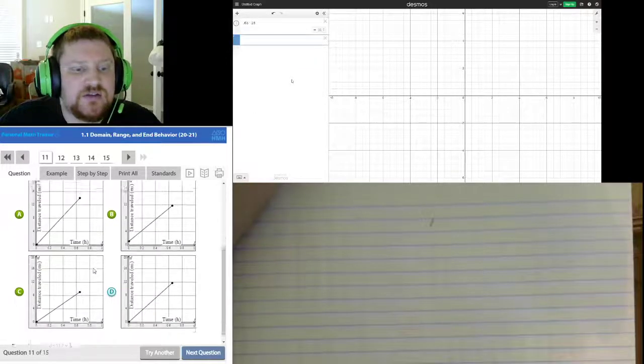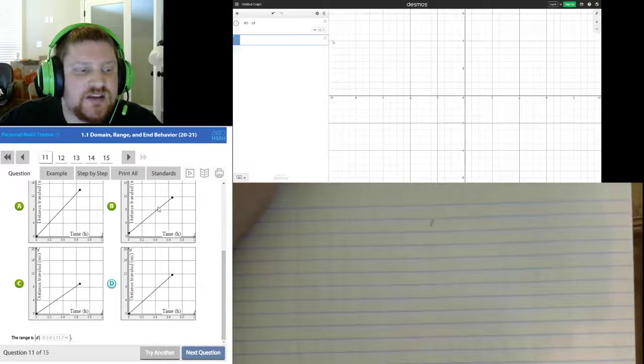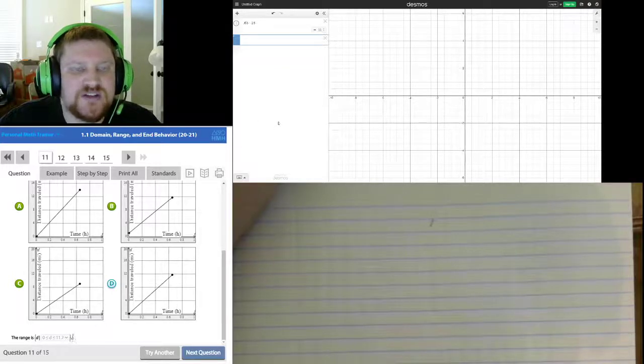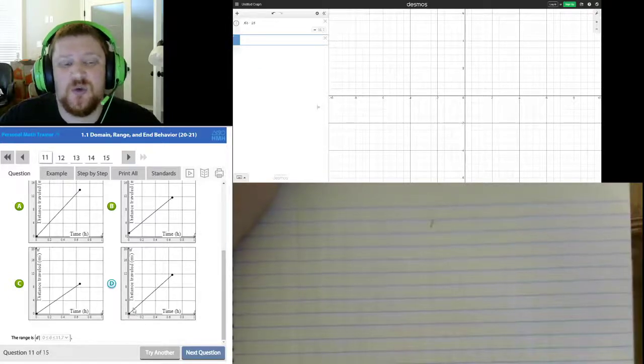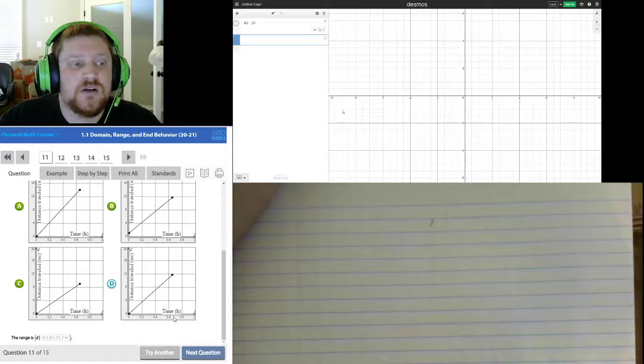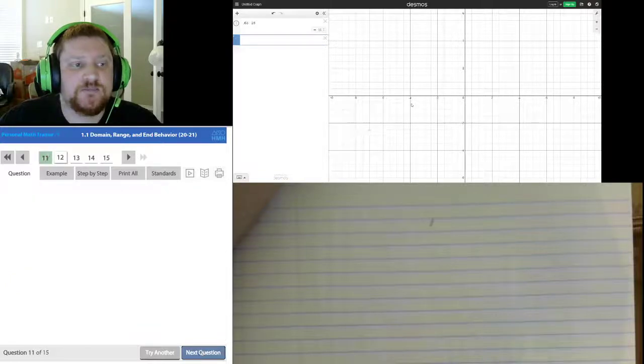Now do keep in mind that if you had just looked at these graphs, the ranges that they pulled up, 11.7 was the only one that you could even see on any of these graphs. So it's the only one that would have made sense. So that is question 11 done.